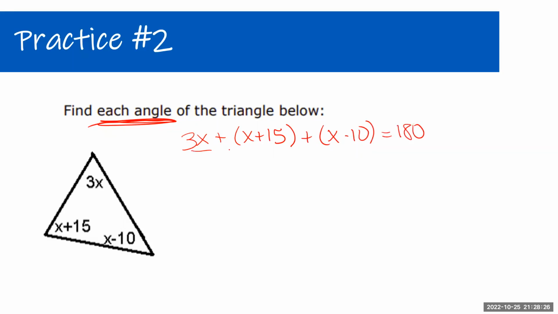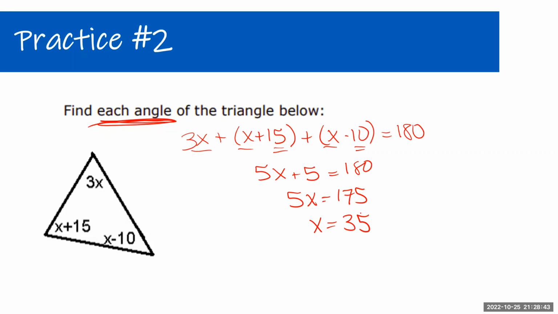If we combine like terms, we see that we have 5x plus 5 equals 180, which tells us that 5x equals 175, which tells us that x, if we use our calculator, is going to be 35.